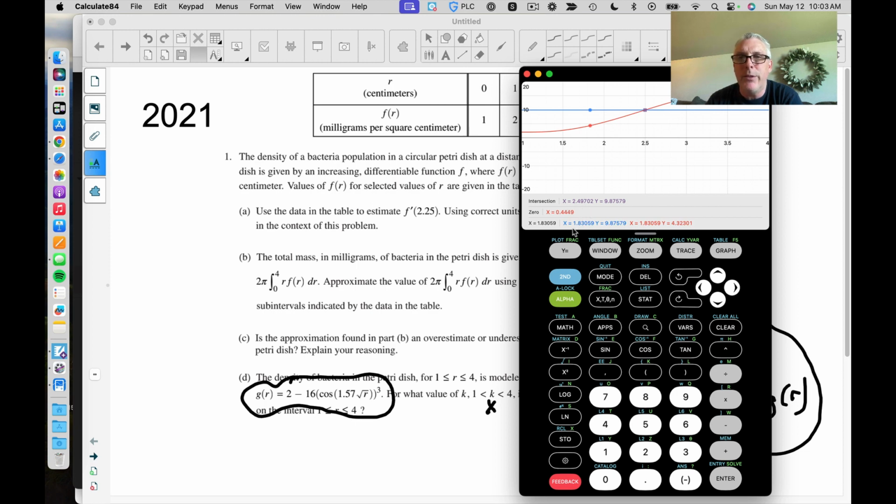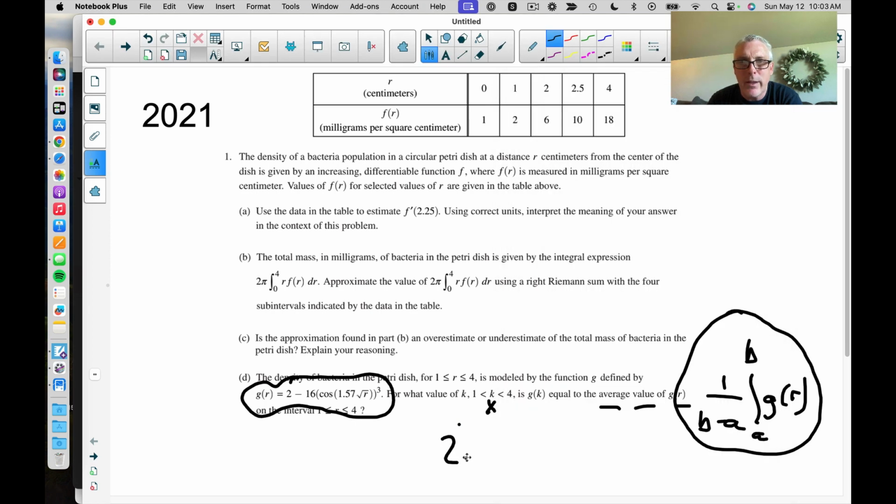We always go 3 digits past, so 2.497 would be the value of k that gives us that output. Okay, parentheses are kind of a big deal on here. I would definitely practice typing this one in. And if you're not matching my numbers, let me know or double check your typing, because it might be a parenthesis issue.